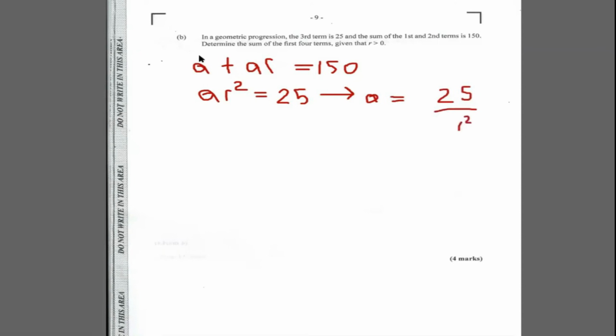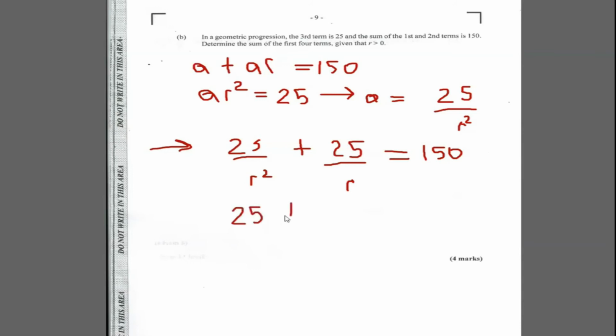We can substitute a into the original equation. So what we then get is that a is 25 over r squared plus, now a times r is going to be 25 over r squared times r, which works out to be 25 over r. And that is equal to 150. So if this is equal to 150, we can multiply through by r squared. Then we get 25 plus 25r is equal to 150 r squared.